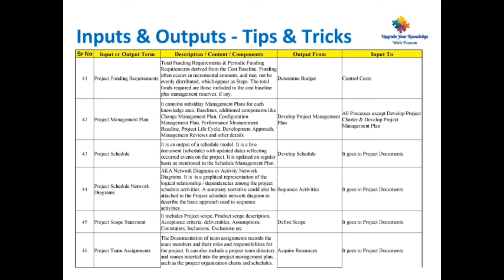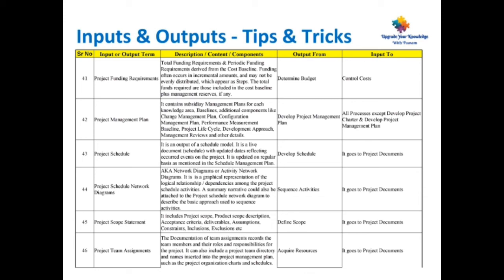Point number 43, project schedule. This is output from develop schedule and it goes to various project documents. Point number 44, project schedule network diagrams. This is the output from sequence activities and it goes to various project documents as inputs.